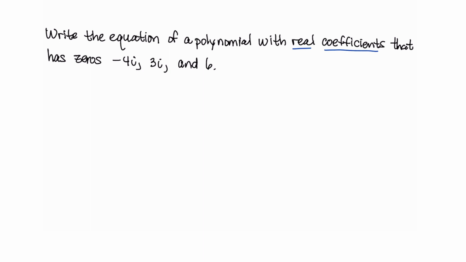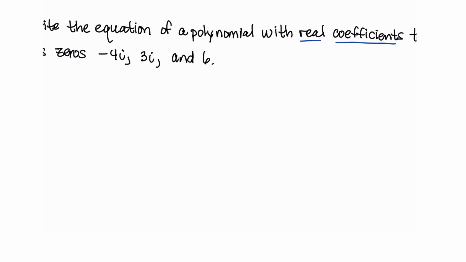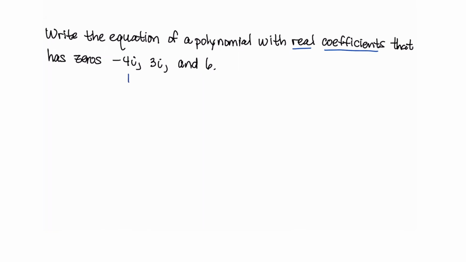So the first thing to remember with a polynomial with real coefficients, if there's any complex zeros that contain an i, so either a plus bi or just bi, pure imaginary, its conjugate must also be a zero of the polynomial function in order to create one with real coefficients. So that means that negative 4i also means 4i is a zero. And if 3i is a zero, that means negative 3i is a zero. And since 6 is real, there is no conjugate to worry about there.